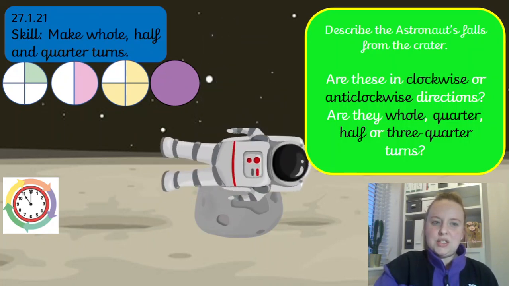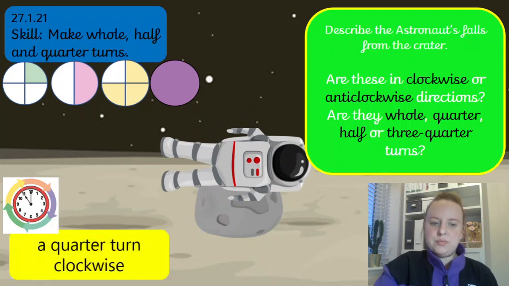Okay, can you guess? Use the circles to help you. So did he go clockwise or anti-clockwise? Look at the clock to help. He went clockwise, didn't he? Now, was it quarter, half, 3/4, or a whole turn? It was a quarter turn, wasn't it?